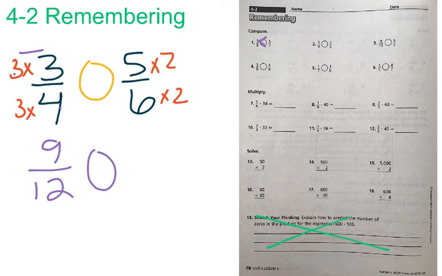And I'm comparing this. I have 5 times 2 is 10, and I have 6 times 2 is 12. Now I have a common denominator, so I can just compare them straight across. I can see that 9/12 is less than 10/12. And so when you go back to your original problem, 3/4 is less than 5/6.